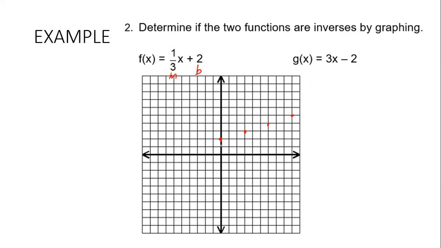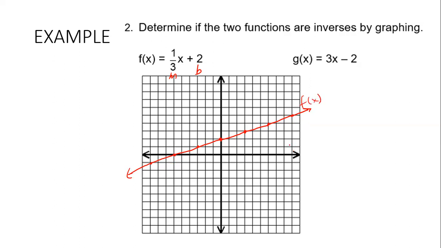Now, to do the other side, I'm going to fall, then crawl. So I'm going to fall 1, crawl 3, fall 1, crawl 3. I graph my linear. So this is f of x.